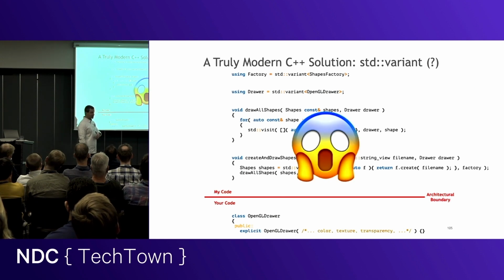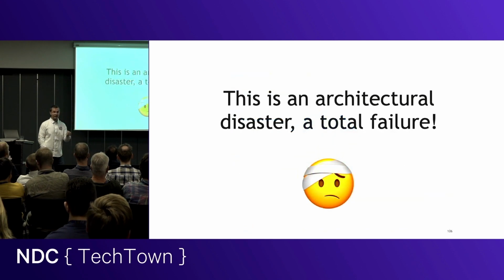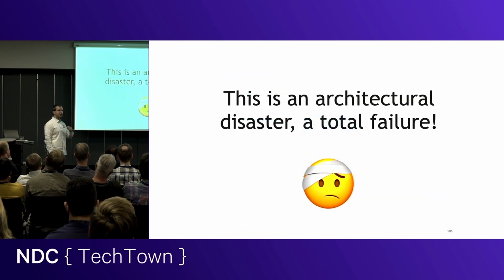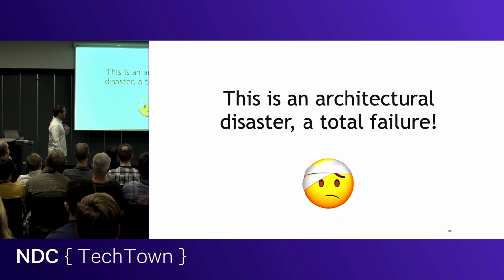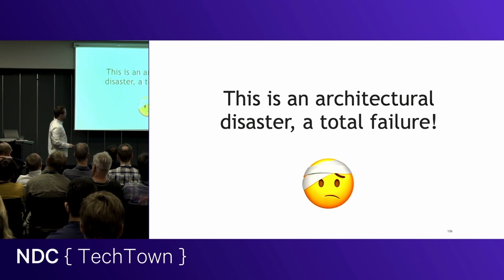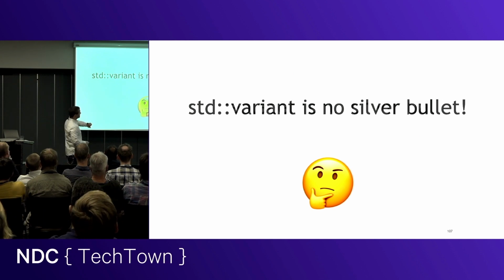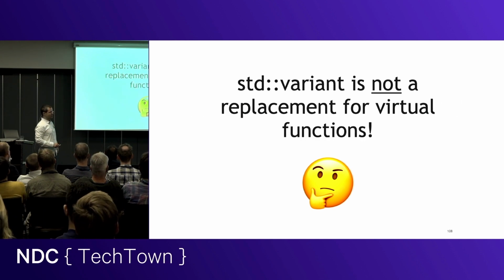To be honest, from an architectural point of view, with our set goals, this actually is an architectural disaster, a total failure. It doesn't give us what we actually want to have. Standard variant doesn't hide any type. It very much declares all its types up front. It's in the type, variant of, blah, blah, blah. These types are visible everywhere. I have a dependency on these types. I cannot simply extend them. So, standard variant is definitely not a silver bullet. And most definitely, it's not a replacement for virtual functions. Cannot be. Never has been, will not be.